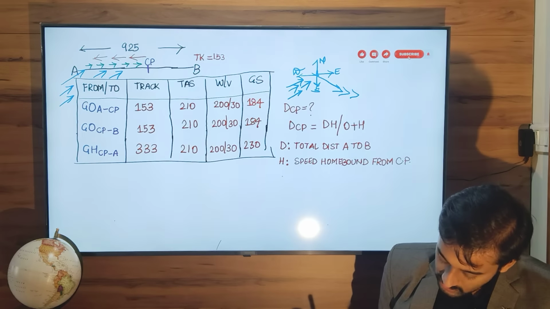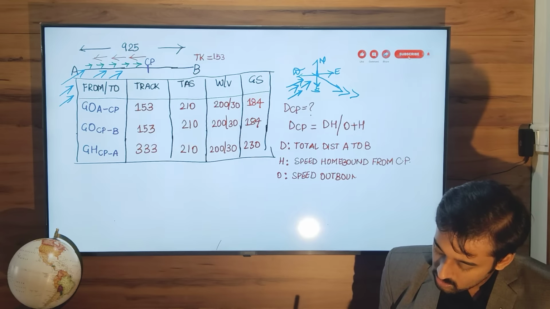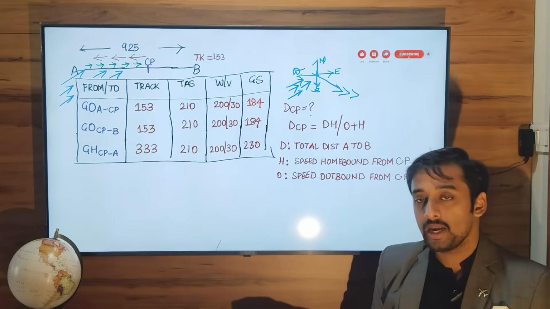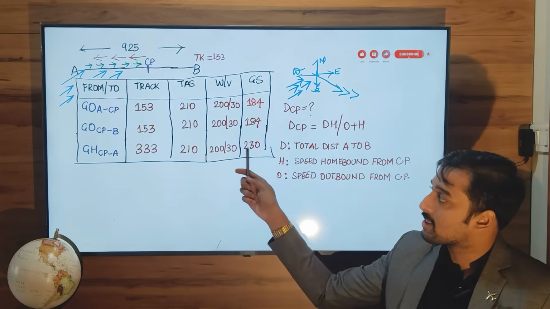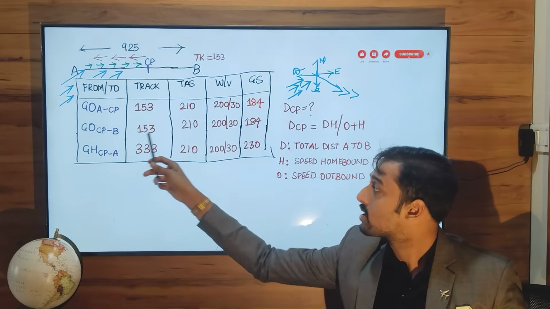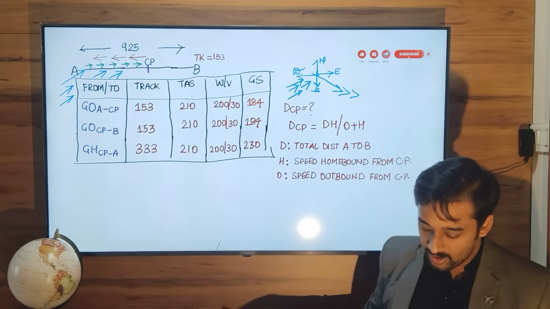Next, O stands for speed. Now what kind of speed are we talking about? Ground speed, okay? Speed outbound from the critical point, from the critical point to point B. So ground speed is 184. Okay, so let's substitute the values.